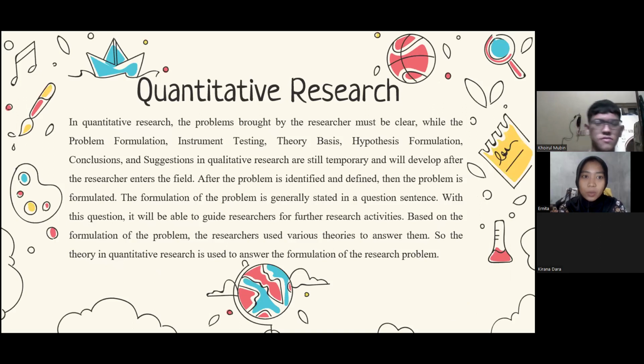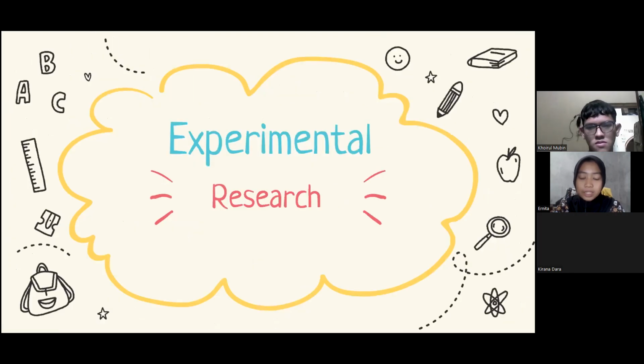Quantitative research. In quantitative research, the problems brought by the researcher must be clear, while the problem formulation, instrument testing, theory basis, hypothesis formulation, conclusion, and suggestion in qualitative research are still temporary and will develop after the researcher enters the field. After the problem is identified and defined, then the problem is formulated. The formulation of the problem is generally stated in a question sentence. With this question, it will be able to guide researchers for further research activities. Based on the formulation of the problem, the researchers use various theories to answer them. So, the theory in quantitative research is used to answer the formulation of the research problem.